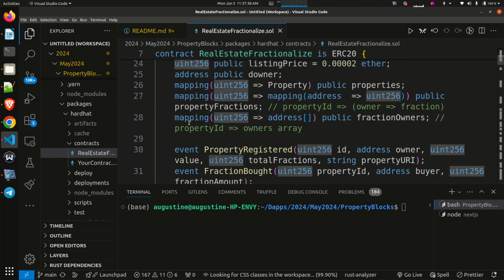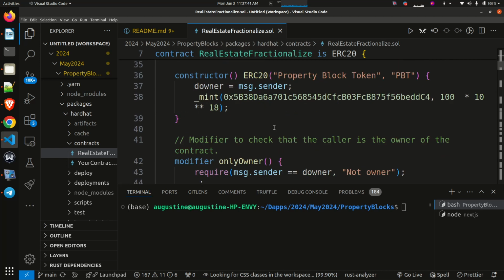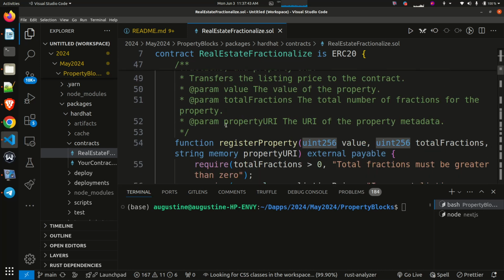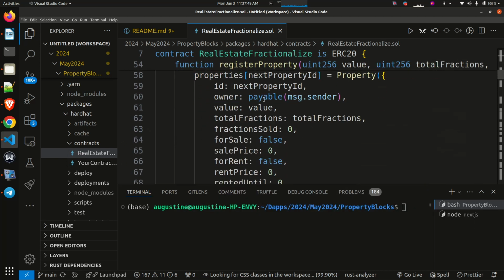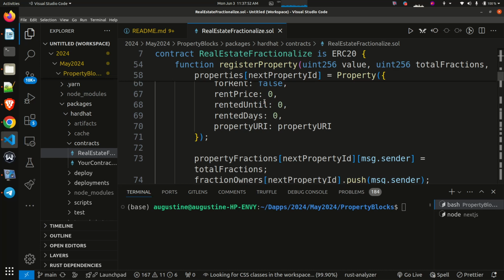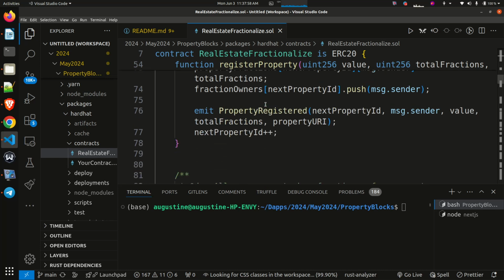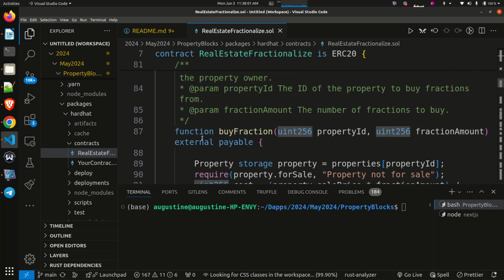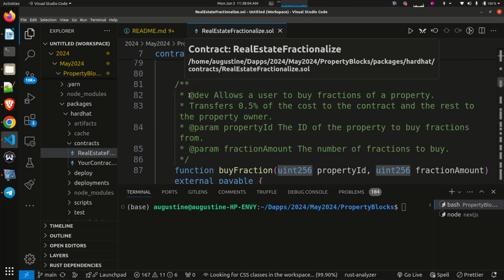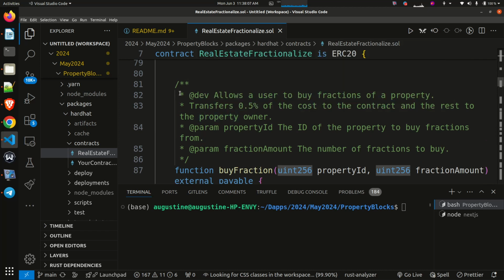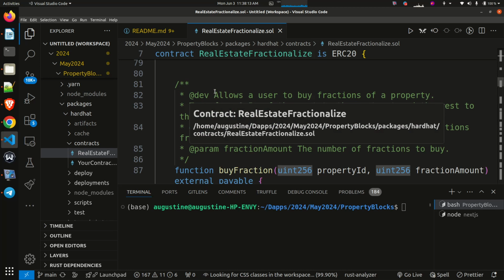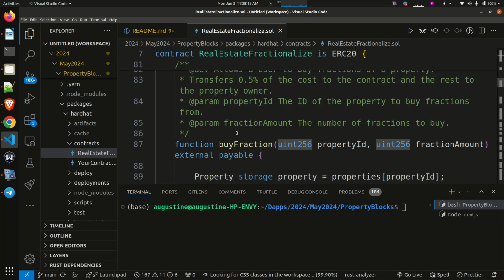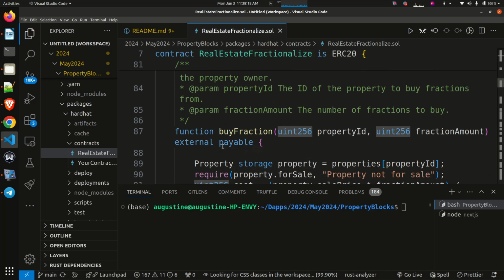I omitted the events and the mappings, normal events, and onlyOwner, which restricts some functions to only the admin. So, registerProperty is where a property owner who wants to fractionalize his property for investors to come in can register. We have also made some comments to help anyone understand the project, so these are comments I wrote to help anyone understand what each function does.